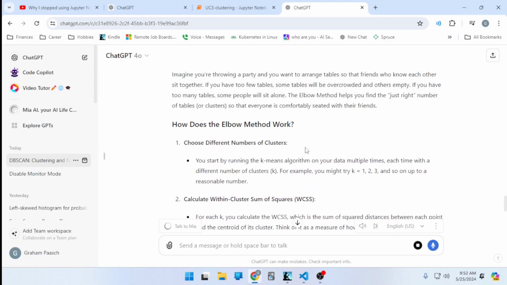Imagine you're throwing a party and you want to arrange tables so that friends who know each other sit together. If you have too few tables, some tables will be overcrowded and others empty. If you have too many tables, some people will sit alone. The elbow method helps you find the just right number of tables, or clusters, so that everyone is comfortably seated with their friends. How does the elbow method work?